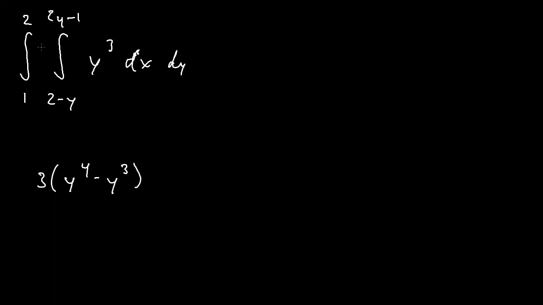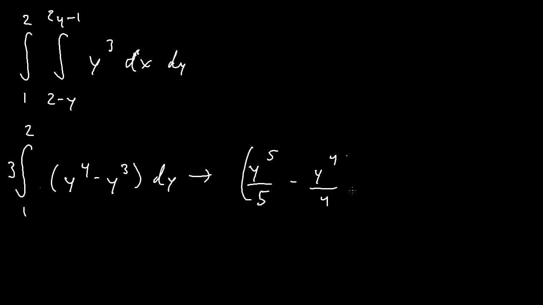Now we can put this inside the outer integral. So now we have the integral from 1 to 2 of 3 times y to the 4th minus y cubed. Since 3 is a constant, I can take that outside the integral, multiplied by dy. Now we're integrating with respect to y. The integral of y to the 4th is y to the 5th over 5, minus the integral of y cubed, which is y to the 4th over 4. Don't forget we have a 3 as a constant on the outside, so I multiply by that. Let's evaluate from the y bounds of 1 to 2.